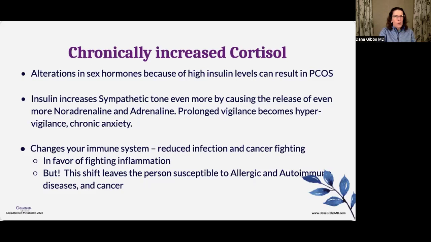Here's another one, changes in your immune system. So when you have high cortisol all the time that's trying to take down inflammation in your body, it reduces your body's ability to fight infection and cancer. And it does this by shifting into something called a Th2 cellular immunity, which are two different arms of the immune system. They kind of compete with one another. So Th1 fights cancer, fights bacterial infections.